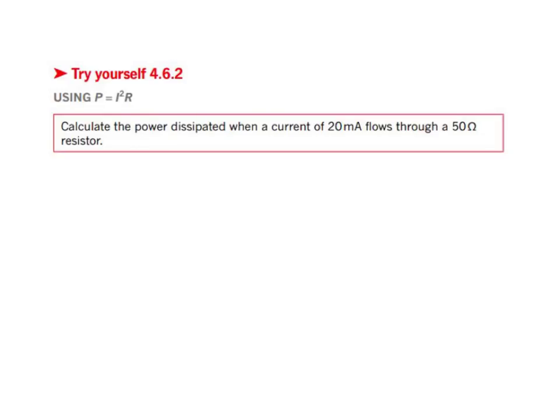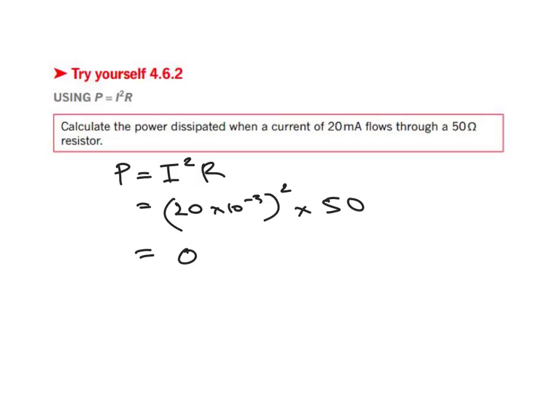Okay, so in this case here, we're using the same as the worked example, I squared R. Substitute in for 20 times 10 to the negative 3 amps, and we're going to square that, and then we're going to multiply it by 50. This gives the value 0.02, and because we're using SI units, that's in watts. So I think you could leave it like that unless you really wanted to express it as 20 milliwatts.